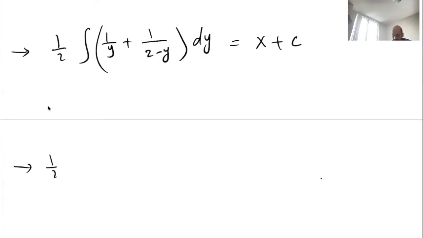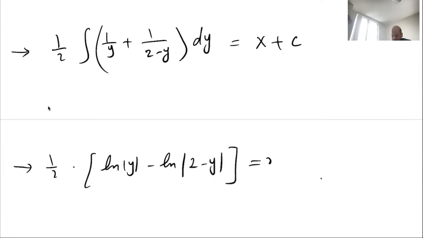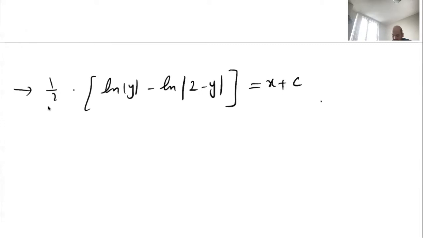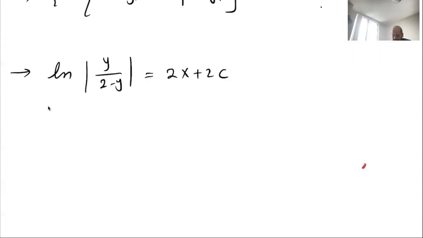Then I have 1/2 ln absolute value y minus ln absolute value 2 minus y equals x plus c. And that gives me ln a minus ln b is ln a over b. So ln absolute value y over 2 minus y equals 2x plus 2c. And that gives me absolute value y over 2 minus y equals e to power 2x plus 2c.